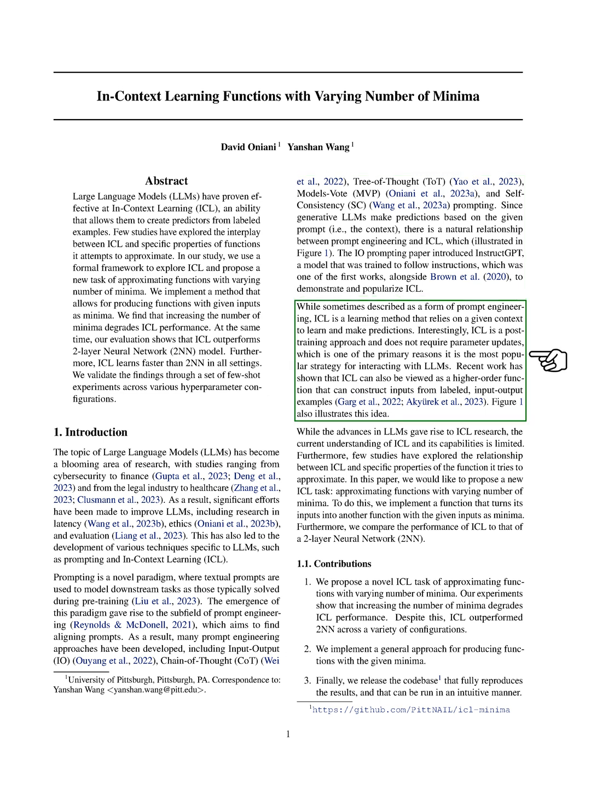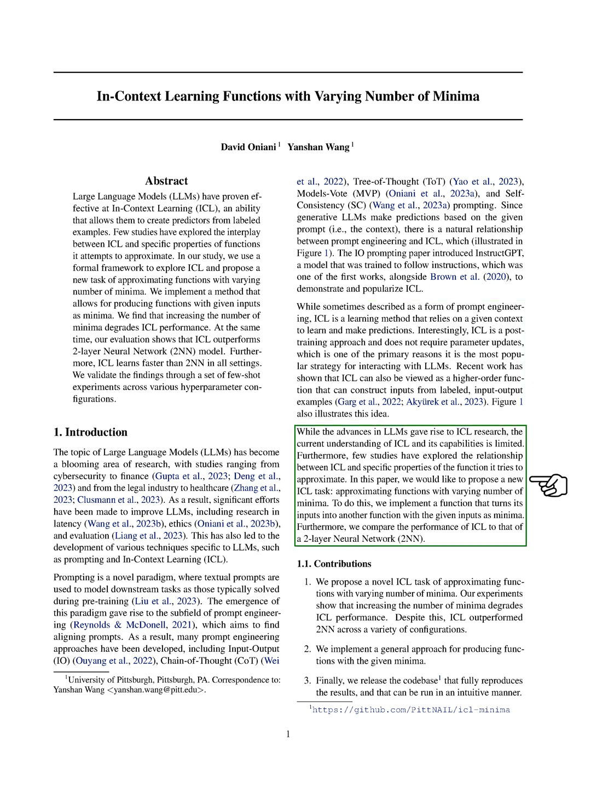ICL is a learning method that uses a given context to learn and make predictions. It's a post-training approach that doesn't require parameter updates, making it a popular strategy for interacting with LLMs. Recent studies have shown that ICL can also be seen as a higher-order function that can construct inputs from labeled input-output examples.